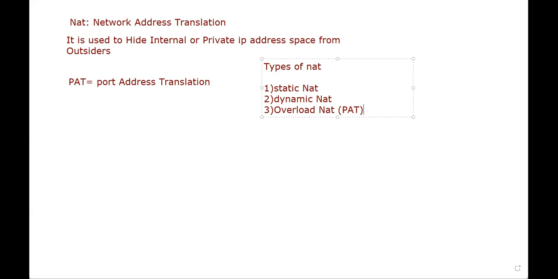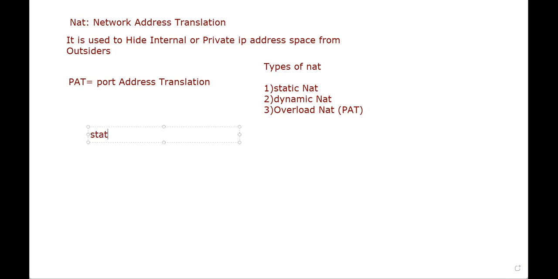So if anyone asks you what is the difference between NAT and PAT, you have to answer that PAT is a type of NAT. After static and dynamic NAT, we have another part, that is PAT. All the types of NAT we are using for changing our IP address.